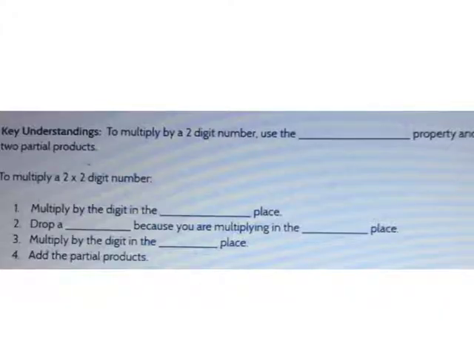You did a great job with the problem of the day. Now let's take some notes. To multiply by a 2-digit number, use the distributive property and 2 partial products.